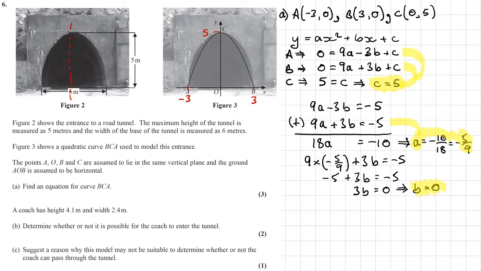So my quadratic now, with those values of a, b and c, is y is equal to ax squared, where a is -5 over 9, plus bx, well b is 0, plus c, and c is 5. So there's my quadratic that models that tunnel.